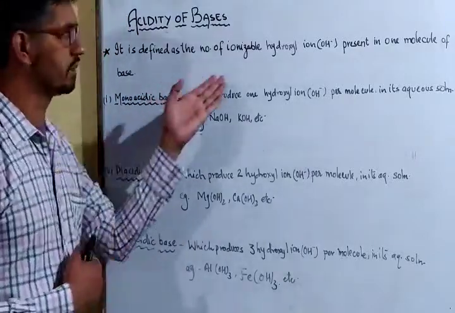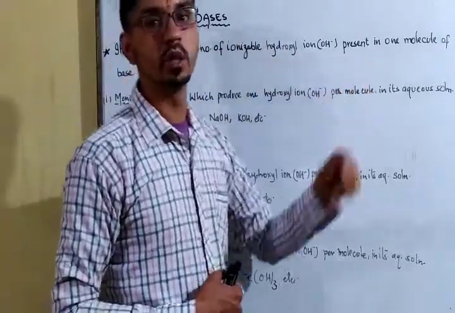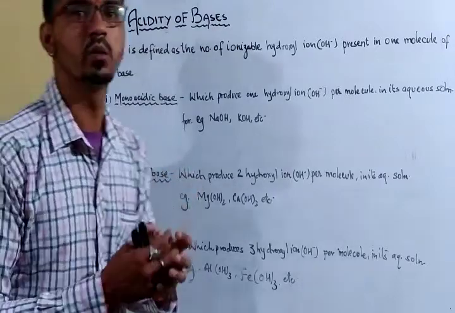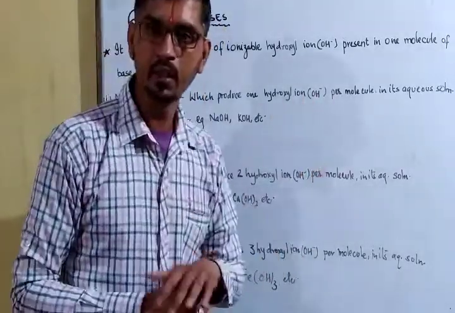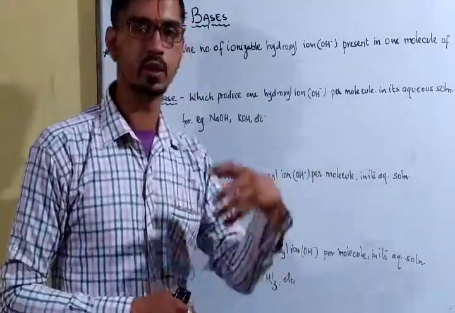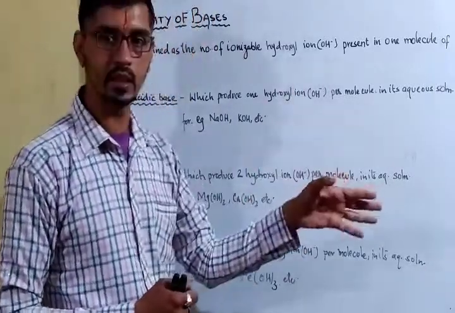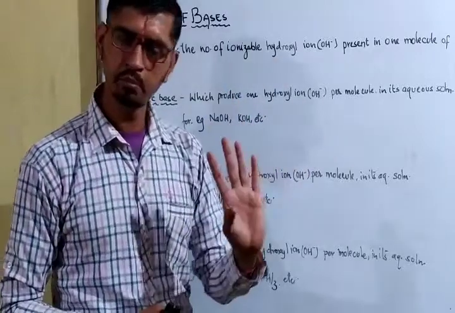It is defined as the number of ionizable hydroxyl ions present in one molecule of a base. Okay, how many hydroxyl ions are there in one molecule, you can say hydroxide ions, that will be known as the acidity. It will be known as the acidity of base. Let's suppose one hydroxyl ion is present in one molecule, so it will be known as monoacidic.